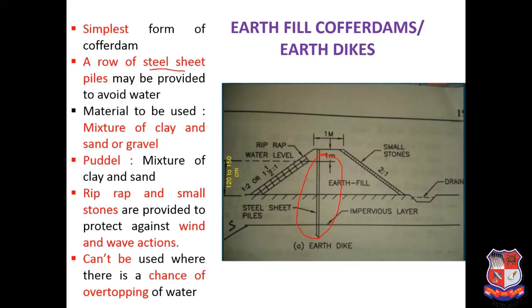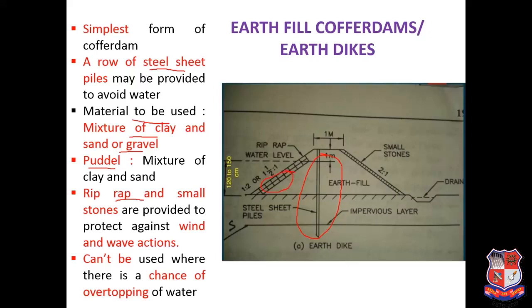Generally the materials used are a mixture of clay and sand or gravel. In this earth-fill cofferdam, the earth filling of a mixture of clay and sand or gravel is generally called puddle. It is nothing but a mixture of clay and sand. As it is an earth-fill material, pores might be there. So what is riprap? This is nothing but what is called riprap.